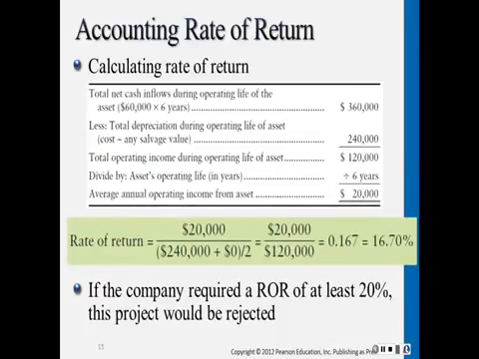In this case, calculate the rate of return as $20,000 divided by $240,000 plus 0, then divide by 2, equaling $20,000 divided by $120,000, which equals 0.167 or 16.7%. Companies that use the rate of return model set a minimum required rate of return. If Smart Touch requires a rate of return of at least 20%, then its managers would not approve an investment in the B2B portal.